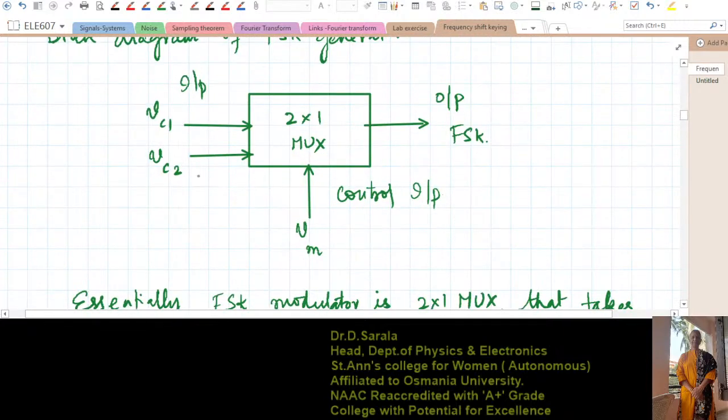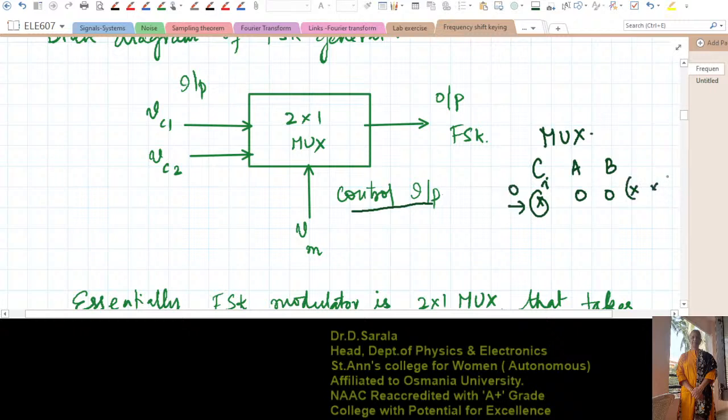Your Vc1 and Vc2 are the inputs. Your Vm will be your control input. So you remember in your multiplexer, you have the control input and inputs, let us say A and B. Depending on what you choose, if the control is 0, it will select one input; whatever be the inputs, it will not change. Like 0, 0 selects 0; 0, 1 is 1; 1, 0 is 2; 1, 1 is 3.